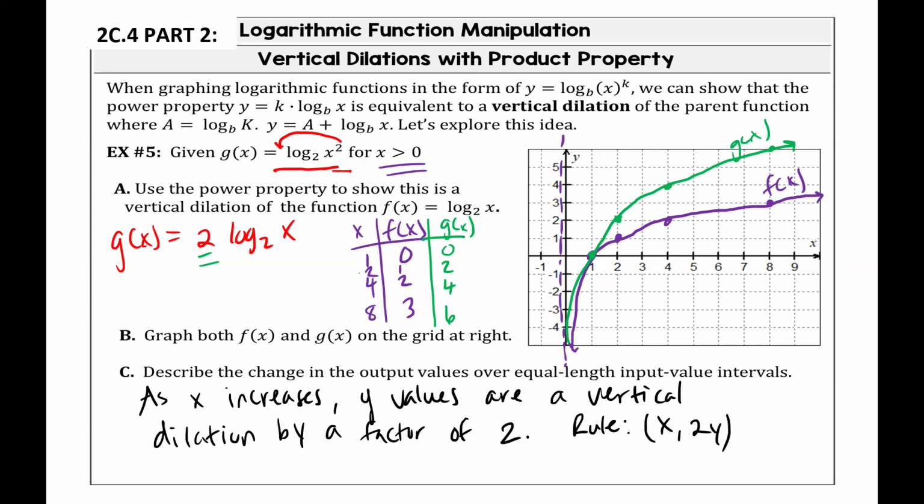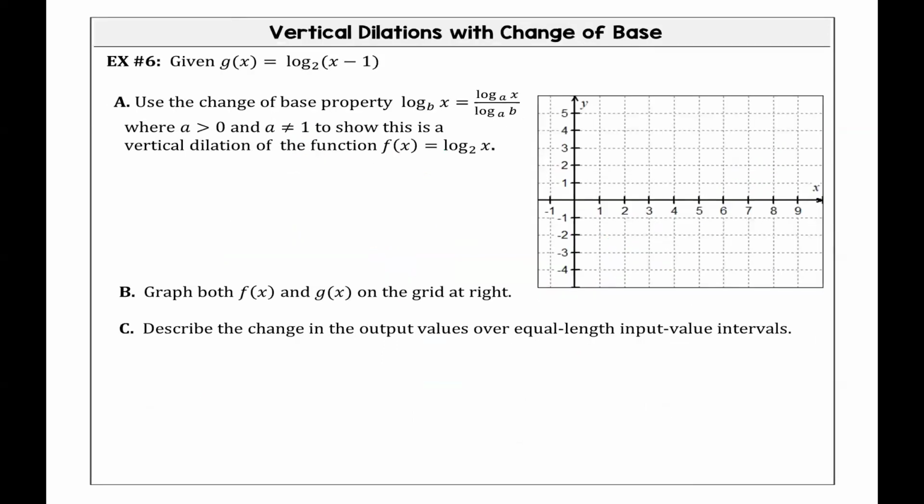All right. How do we feel about using the power property to describe a transformation? Okay. Let's try another one. So now it says use the change of base property, log base b of x equals log base a of x over log base a of b, where a is greater than 0 and a cannot equal 1, to show that this is a vertical dilation of the function log base 2 of x. So the first thing it wants us to do is to rewrite g of x using the change of base property.